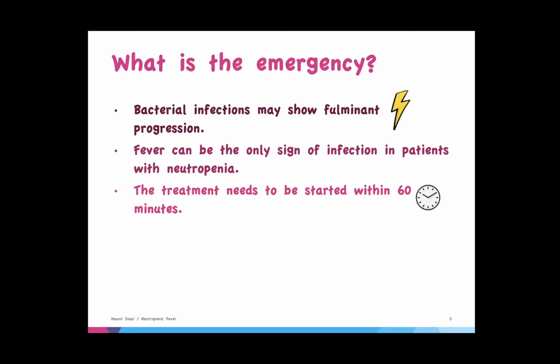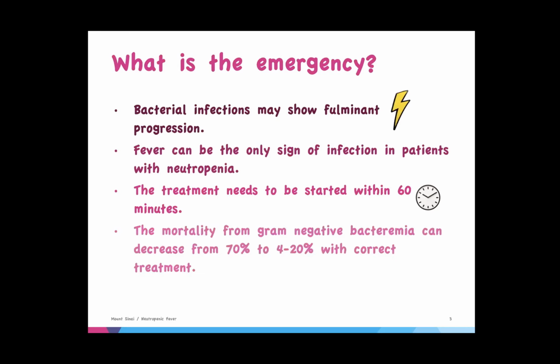It's important to have a timely treatment. Technically, you should start treatment within 60 minutes of that fever. This is important because their immune system is not working, so their mortality can be really high. Up to 70% of these patients will die if we don't treat them correctly. And if we give them the right antibiotic quickly, the mortality is up to 4%. So it's very important that we identify these patients and that we treat these patients.